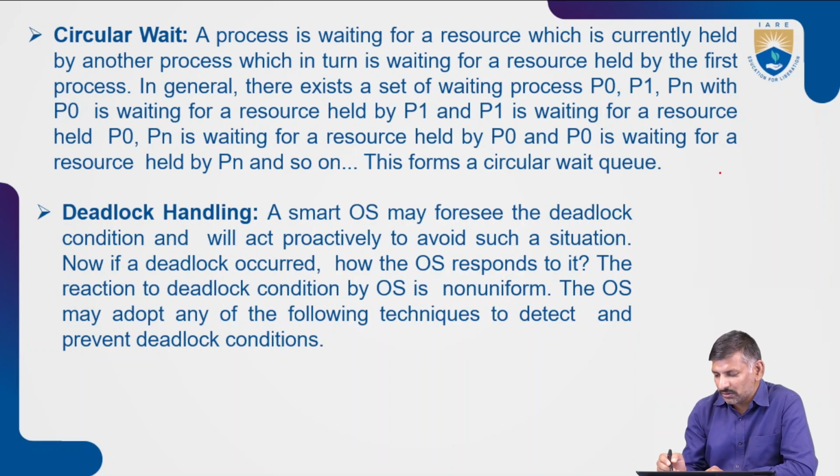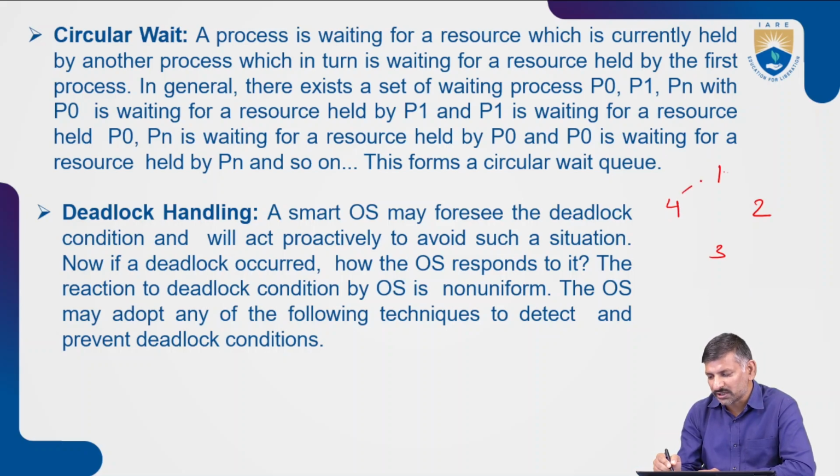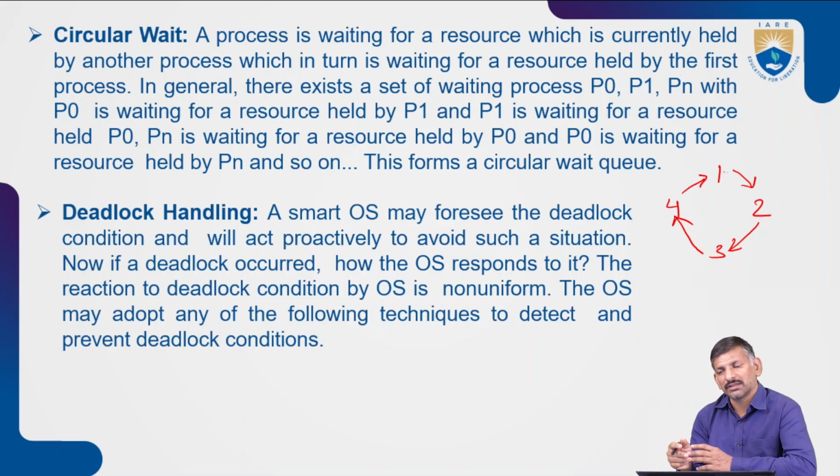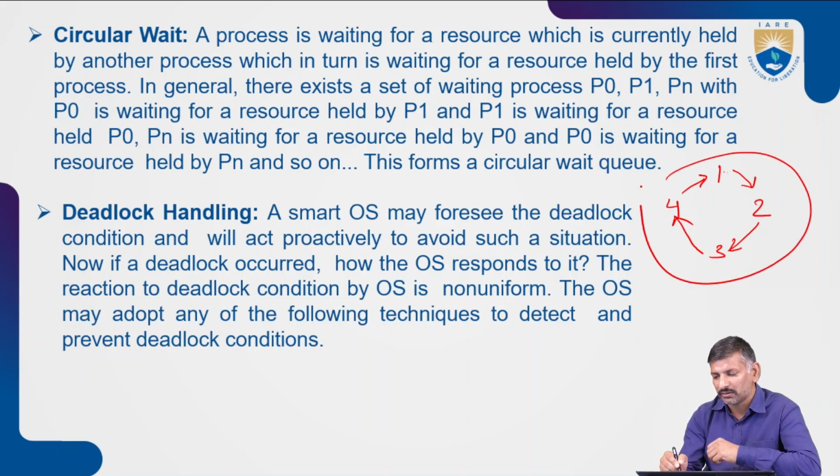Circular wait. Suppose process 1, process 2, process 3, process 4. We are considering 4 processes. Process 1 requires process 4 to complete its operation. But process 4 requires the resource from process 3. Process 3 requires the resource from process 2. Process 2 requires the resource from process 1. So each process depends on another process. But at a time, if all are looking for a resource, it is not possible to get a response. That is called circular wait.